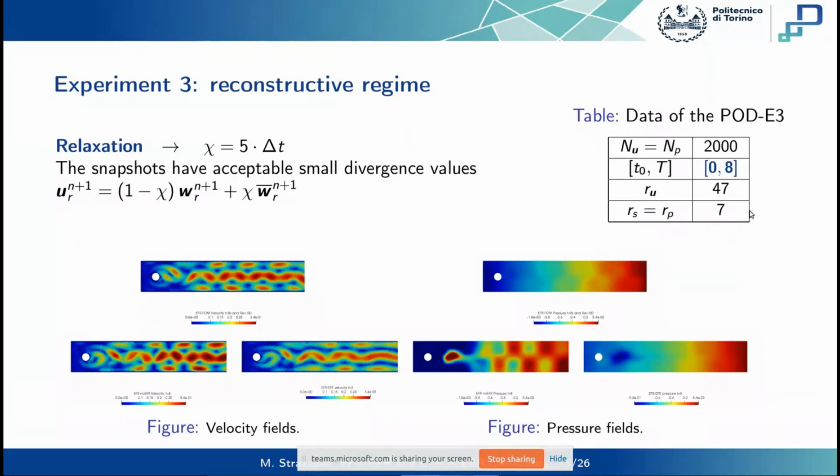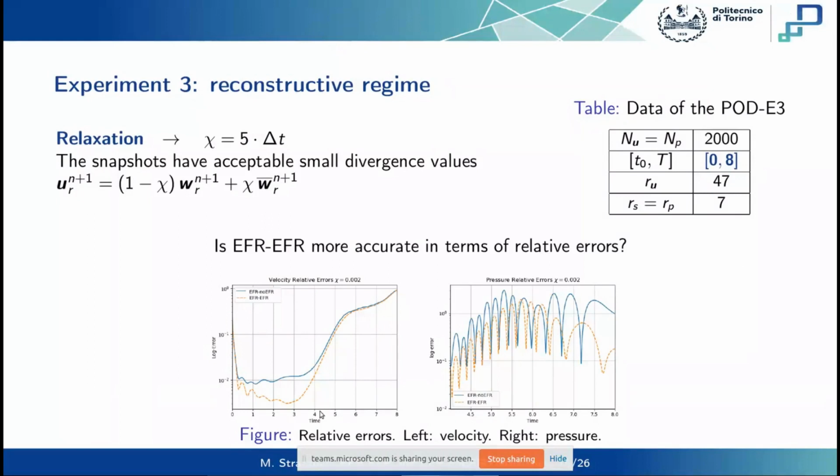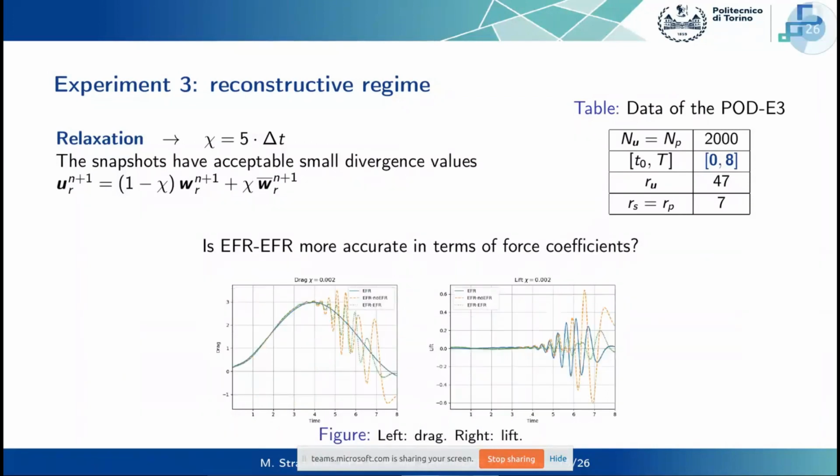And these are the bases that we are using. You see that EFR is somehow off for the velocity, and both are inaccurate for the pressure fields, as you can see here. From the relative errors, we see that EFR is good for velocity in the first half of the interval, but then the two methods are comparable, and they reach pretty disappointing values for the errors, as you can see also for the pressure. And the lift and the drag coefficients are totally off.